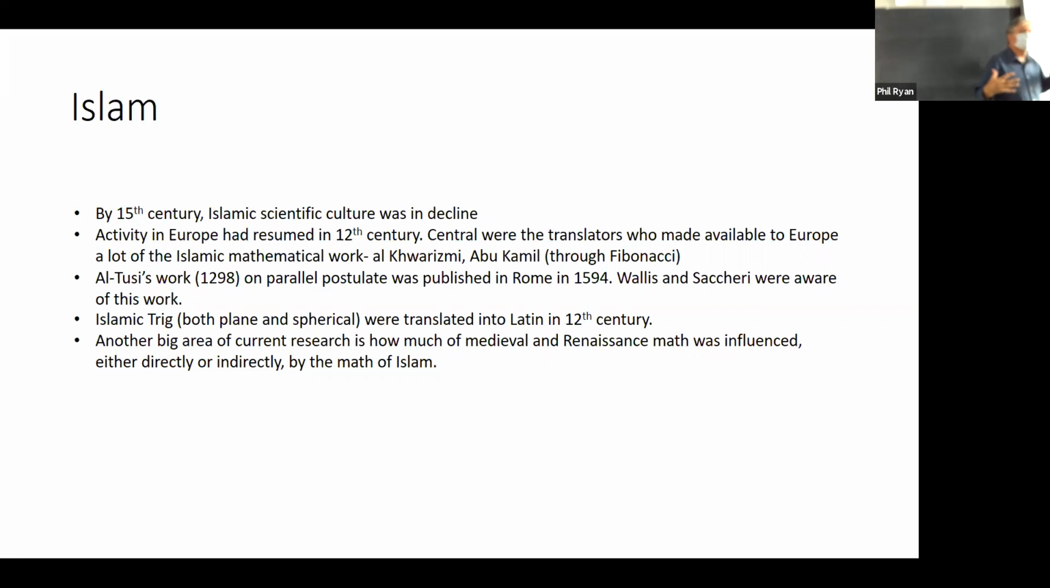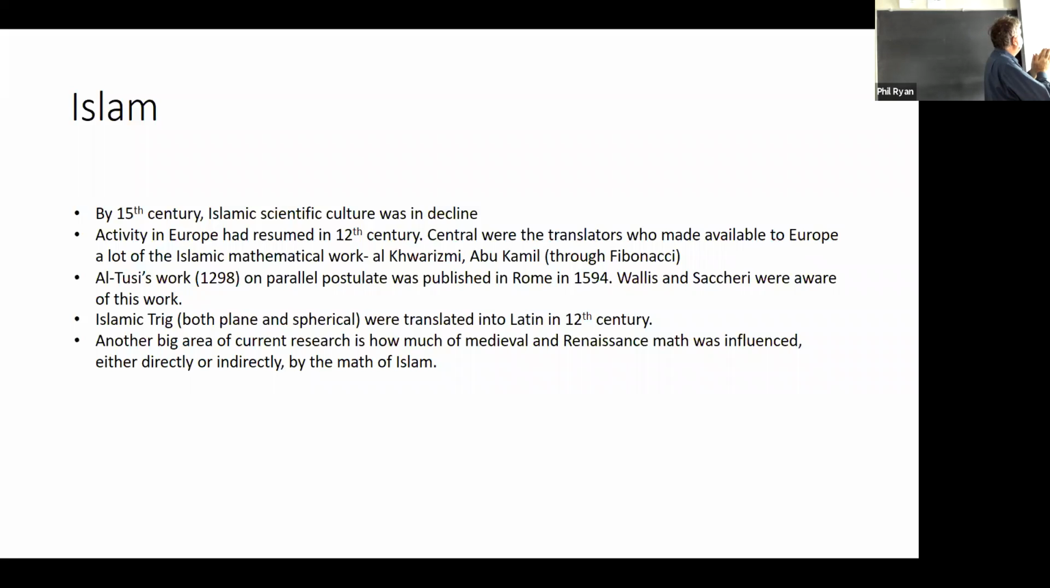Other important things: we haven't talked that much about other geometries, but a key work was by Al-Tusi. He worked on the parallel postulate. So remember, there was this whole idea that there was a parallel postulate in Euclid, and people were worried about that because they thought, well, it looks like that should be a theorem and not an axiom.